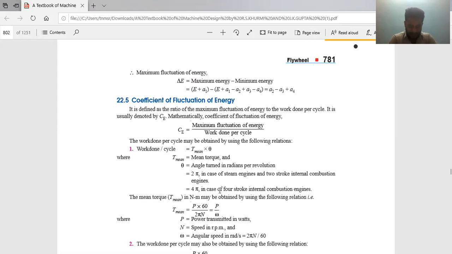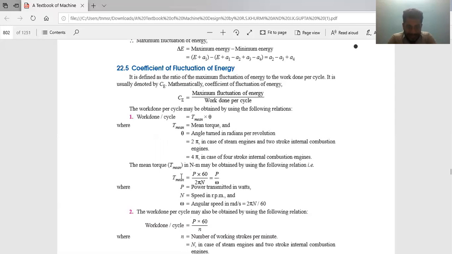But if you are talking about degree, in a 2-stroke engine, suction and compression you are getting in one stroke, expansion and exhaust you are getting in another stroke. So theta is 2 pi. But in a 4-stroke internal combustion engine, you are getting 4 different strokes: suction, compression, expansion, and exhaust. Each stroke takes 180 degree, and for each stroke, the crank is turned by 180 degree. So theta will be 4 pi. Fine. Next.